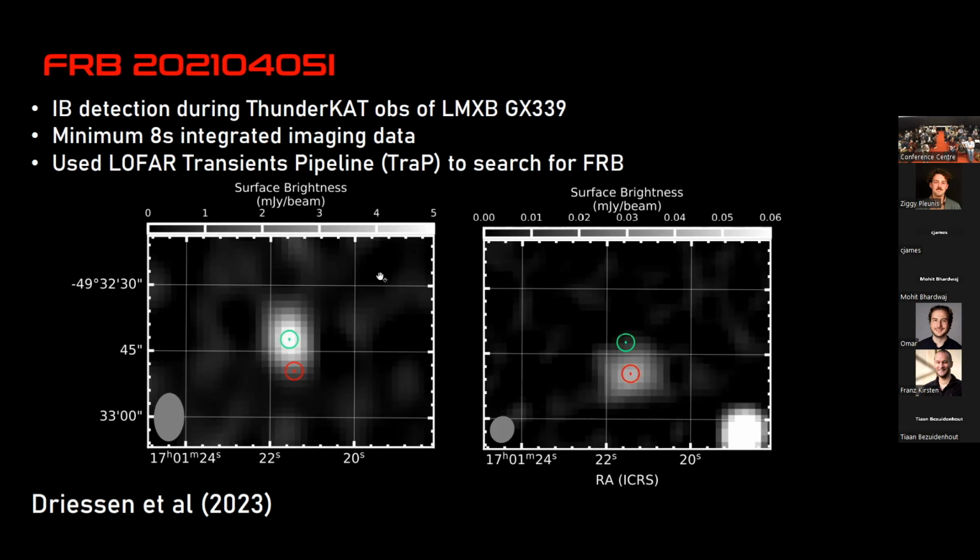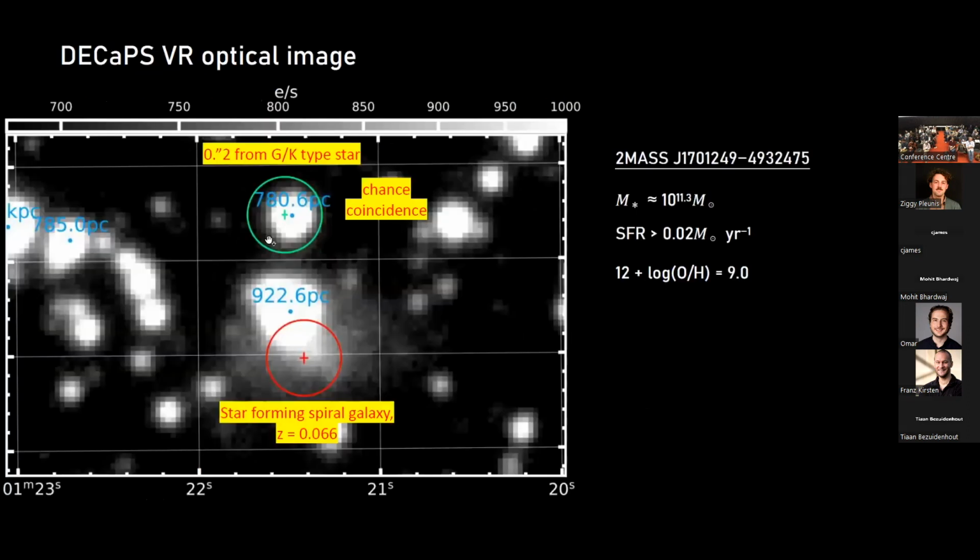That's on the left there. And then also on the right, if you integrate over the whole 3.6 hour observation, we saw that there's a persistent source nearby to the FRB as well. So we overlay these localizations on a DECaPS optical image. The FRB in green there is about 0.2 arcseconds away from this G or K type star.